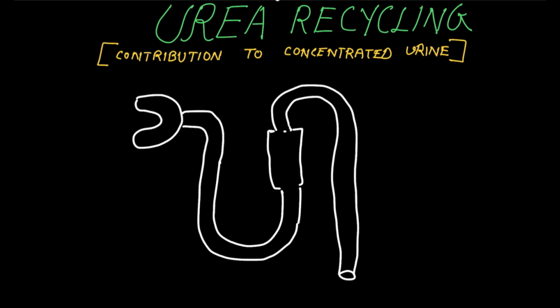Urea is almost freely filtered, as freely as water. So these are the afferent and the efferent arteriole, and these lead to the vasa recta. So you guessed it right. This is the juxtamedullary nephron.